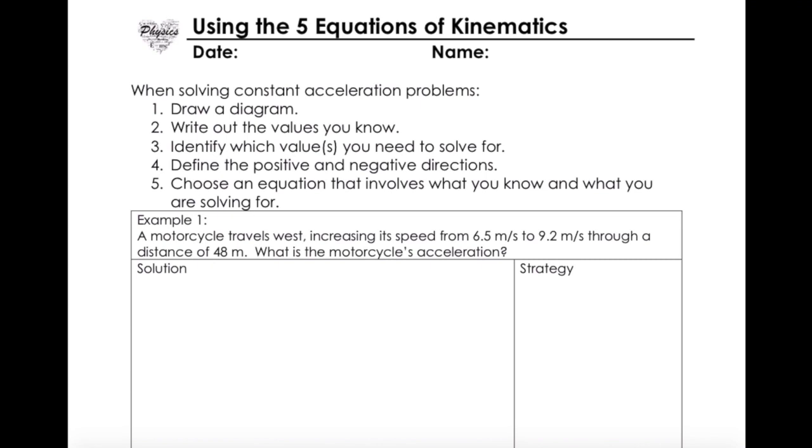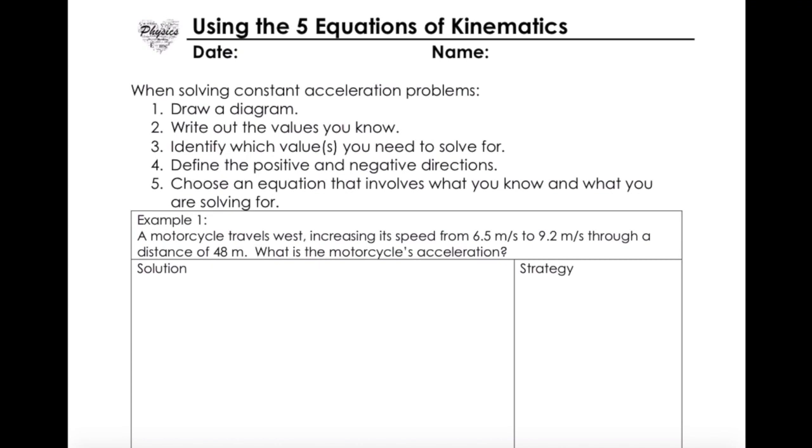So when solving constant acceleration problems, first it's helpful to draw a diagram. So I would advise all of you to draw a diagram. And then from that diagram, you can determine what the positive direction would be. The second is to write out values that we know, and then using those values for number 3, we're going to identify which ones we need to solve for.